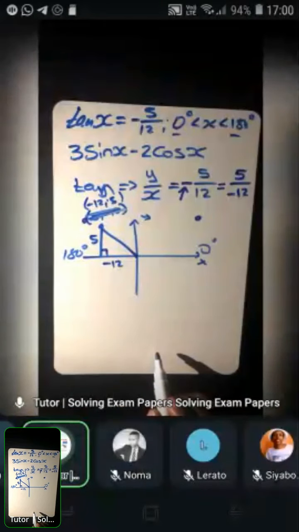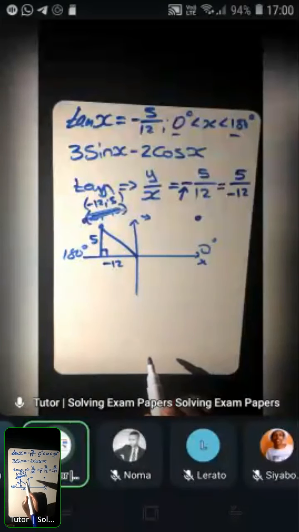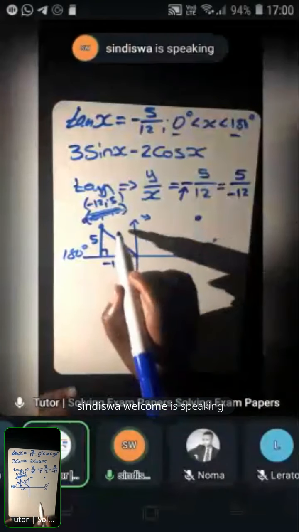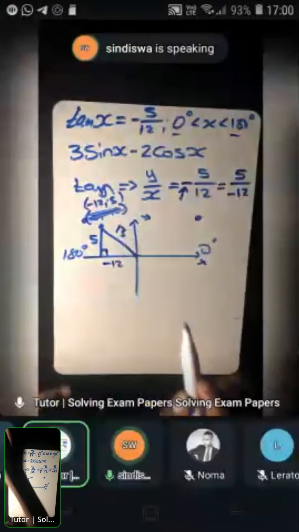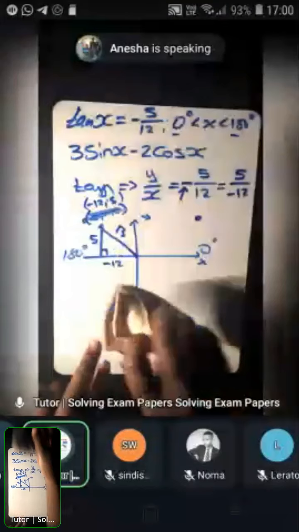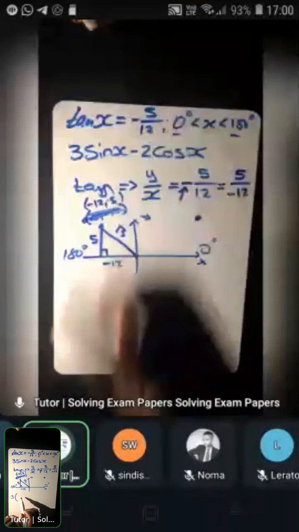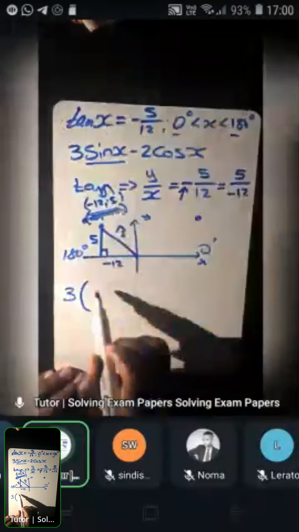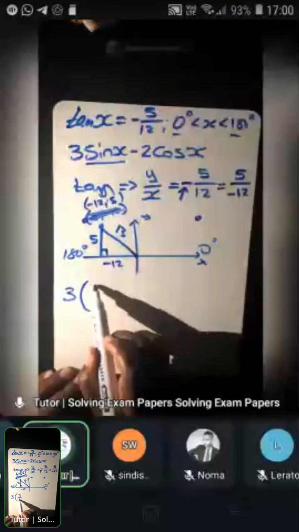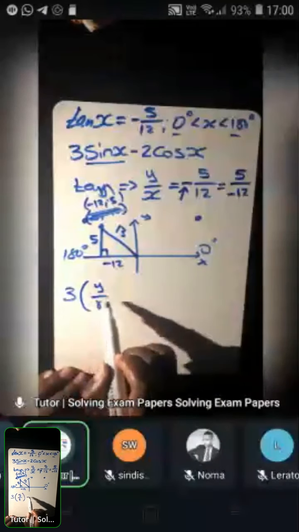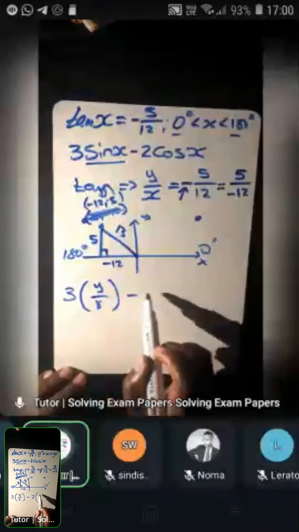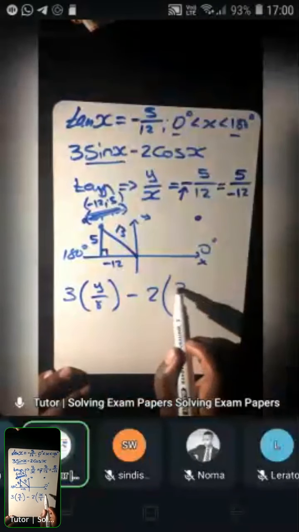What will the radius be, guys? I think it's 13. Yes, 100%. So if you've got 13, then that is 100%. So that means you are going to have 3 into sine x. Sine x is opposite, which is y over r. Then minus 2 into cos. Cos is x over r.